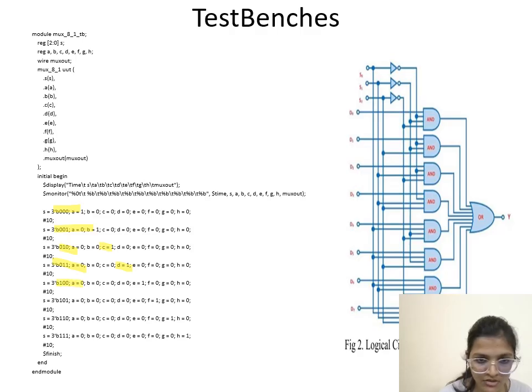For 1 0 0, E is set to 1. For 1 0 1, F is set to 1. For 1 1 0, G is set to 1. For 1 1 1, H is set to 1. And these are all the test bench cases, and this indicates finish, and end is the ending of the initial begin block, and end is the end of the module.